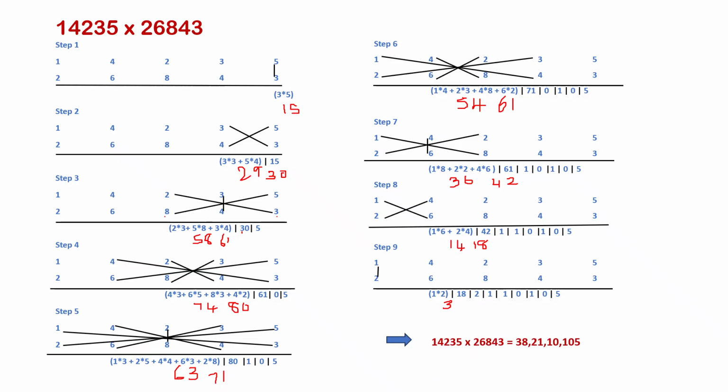38211005. So 14,235 into 26,843 gives me 38 crores, 21 lakhs, 10,105. Okay, 63821101005. Okay, this is my answer. Okay, come on, let's go to the next one.